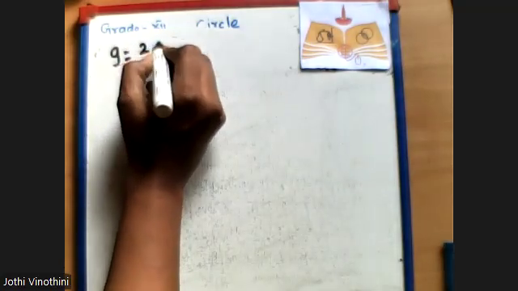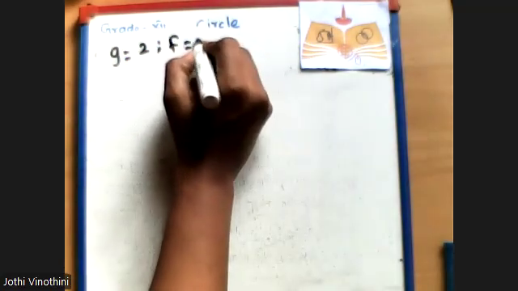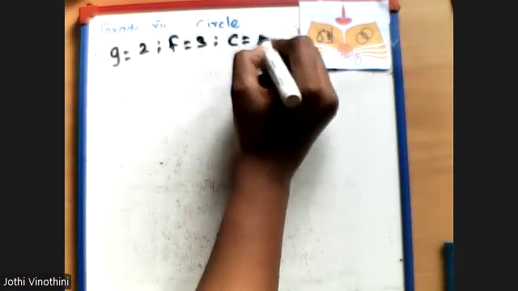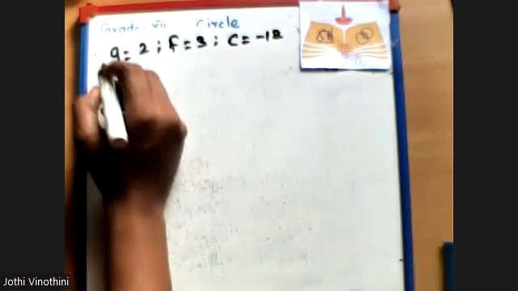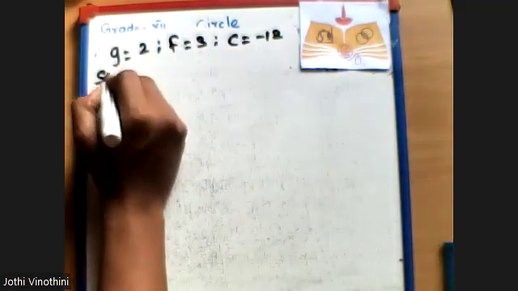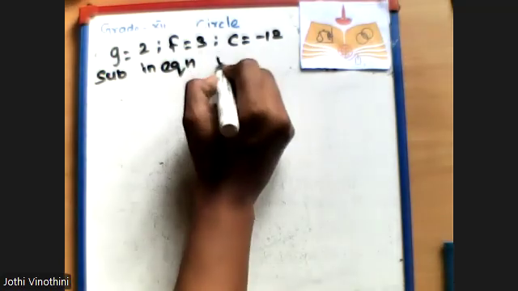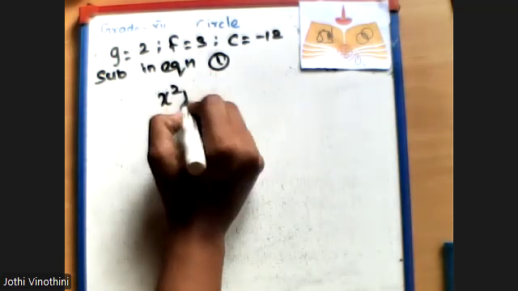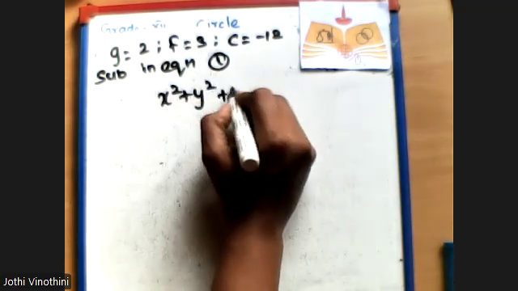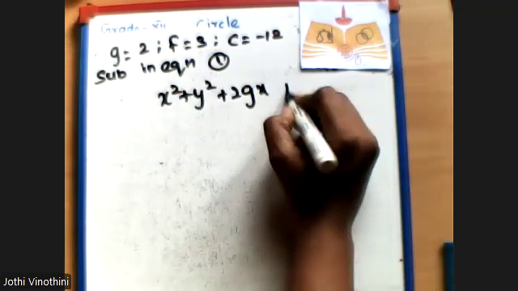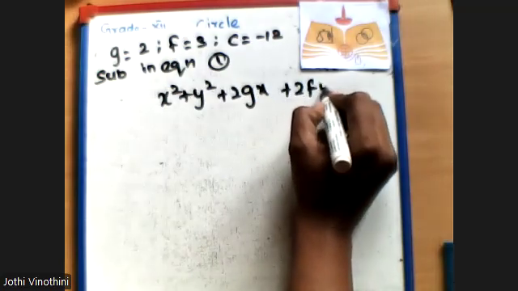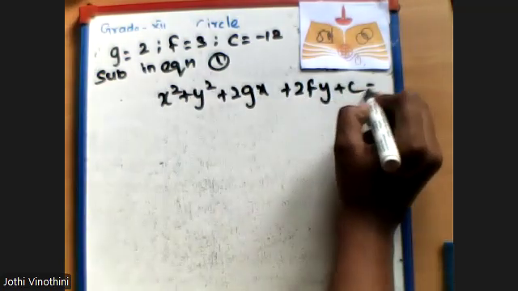g equals 2, f equals 3 and c equals minus 12. We are going to substitute these in equation 1. What is equation 1? x squared plus y squared plus 2gx plus 2fy plus c equals 0.